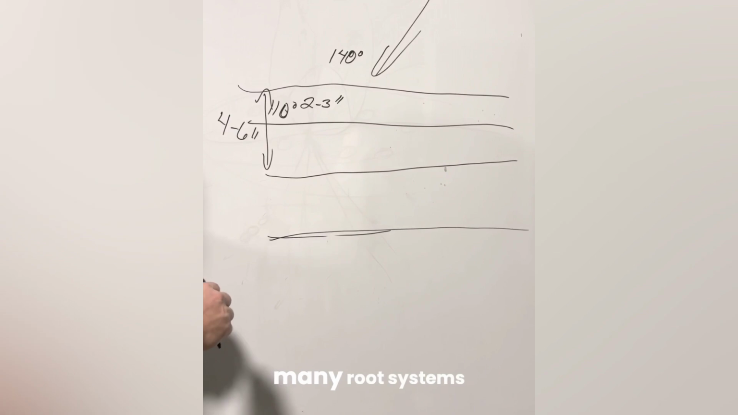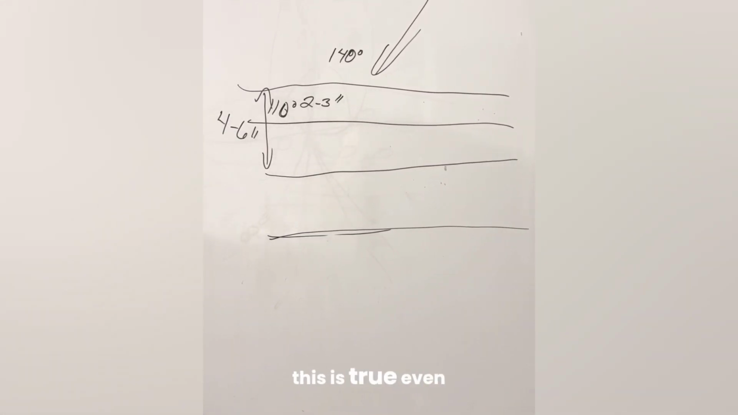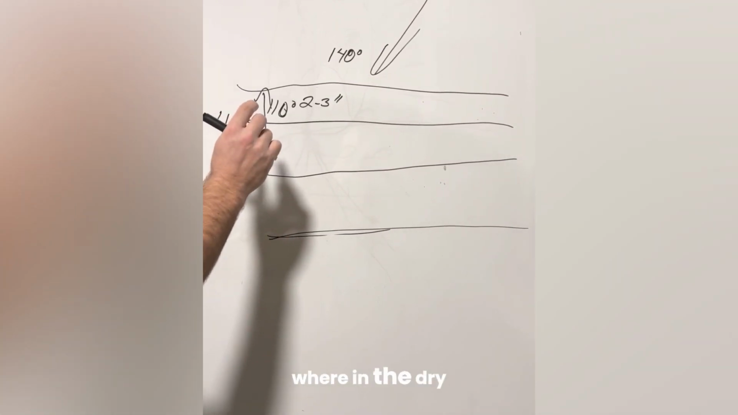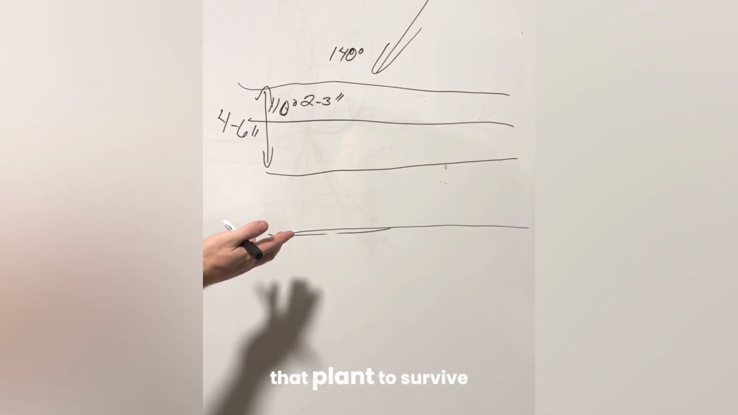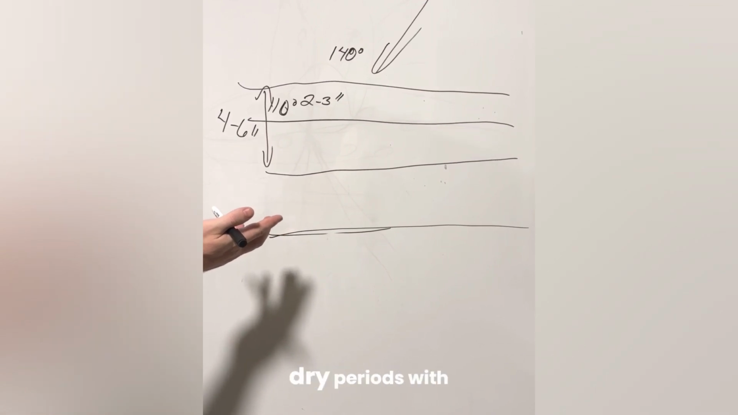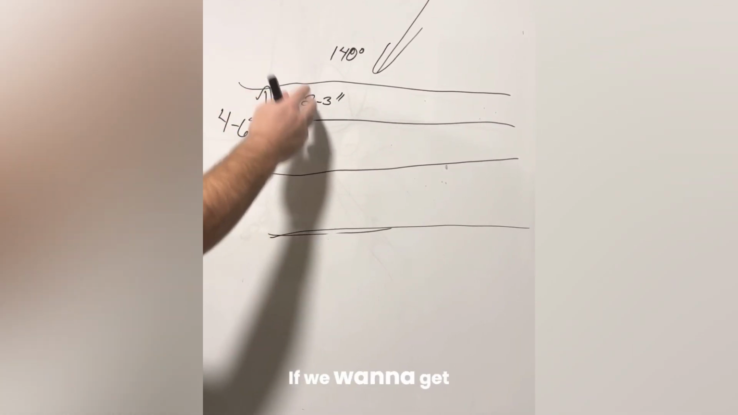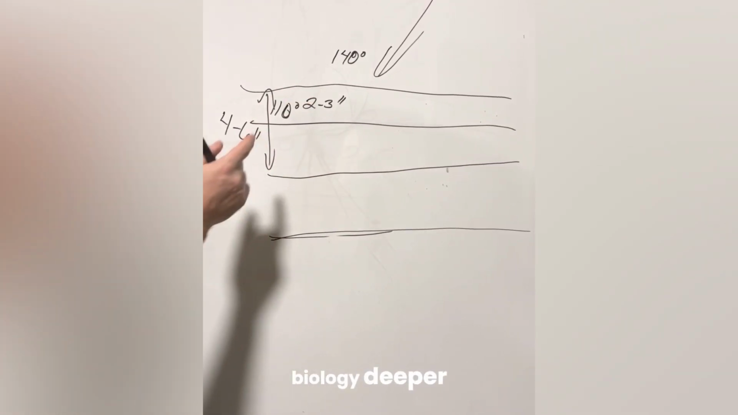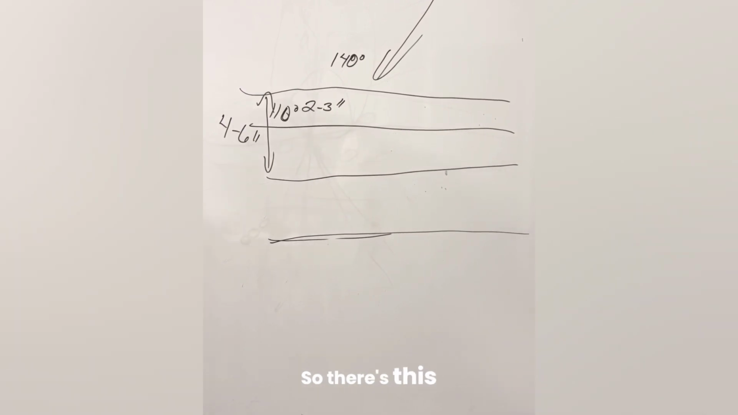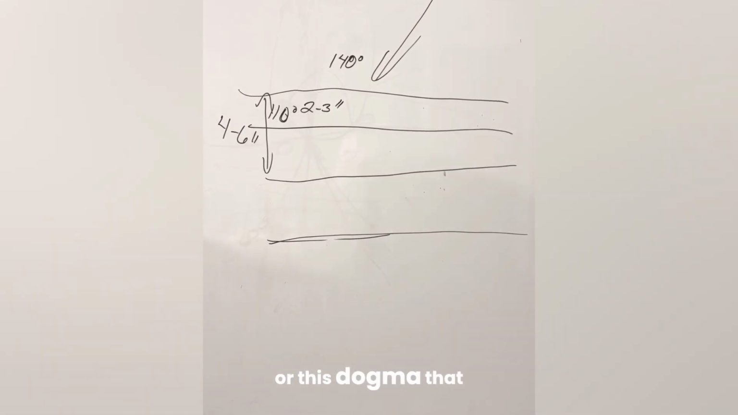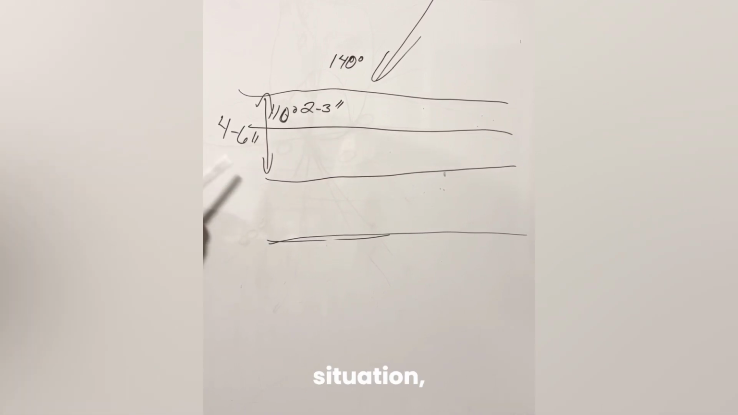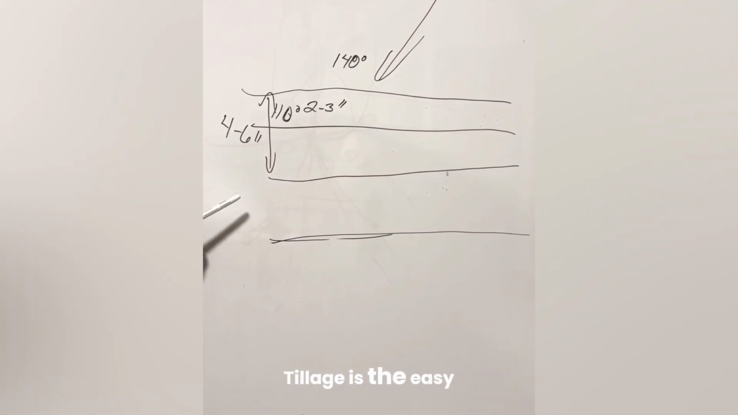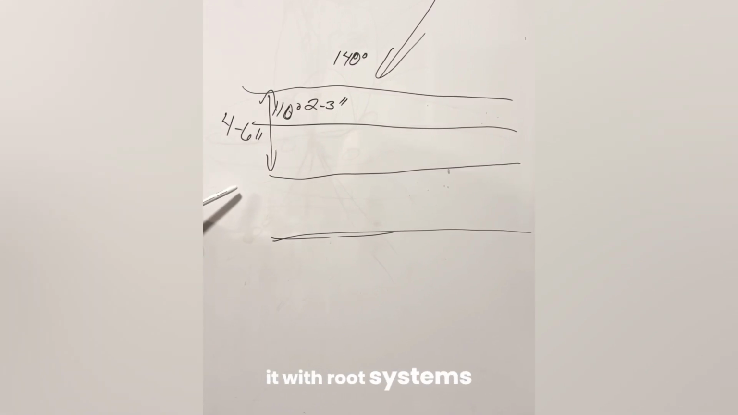We see far too many root systems, surprisingly even in dryland environments, where the root system is only 6 to 8 inches deep, and then we want that plant to survive 2 months of extended dry periods with limited moisture. If we want to get root systems deeper and we want to get biology deeper, we have to solve compaction. There's this ideology, this dogma, that soils should never be tilled. In soils in this situation, we need to remove that compaction. Tillage is the easy way to do it, the fast way to do it. You can also do it with root systems, but it's going to take a lot longer. But it has to be resolved.